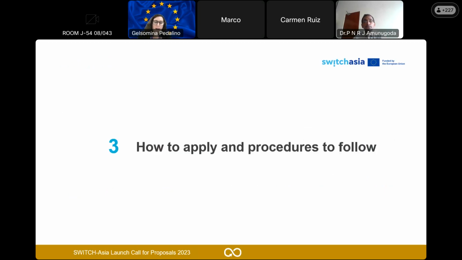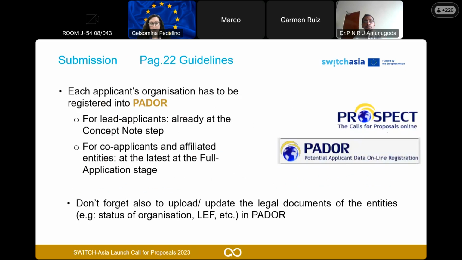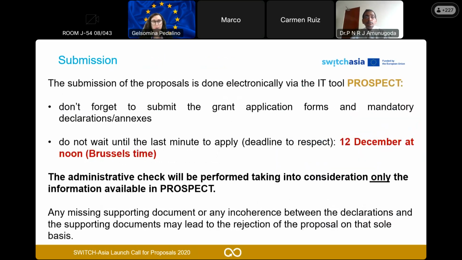How to apply and the procedure to follow. The concept note should be submitted in English, of course. Each applicant organization has to be registered in PADOR. For the lead applicant, it's mandatory to do it now at this stage, and later on the co-applicants will do it during the full application stage. Don't forget to upload in the PADOR system the legal entity form and the financial forms too.